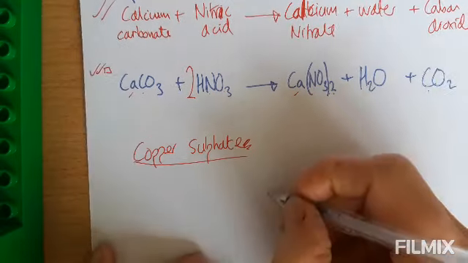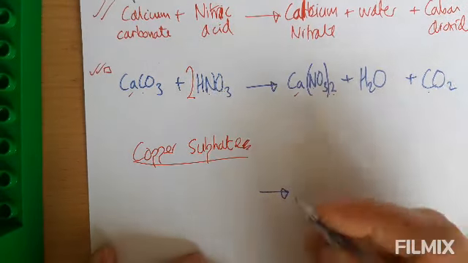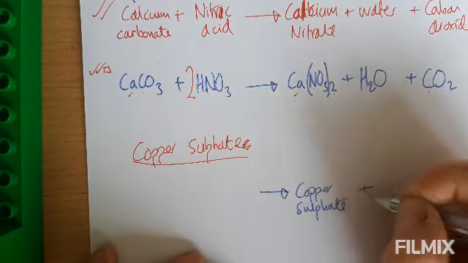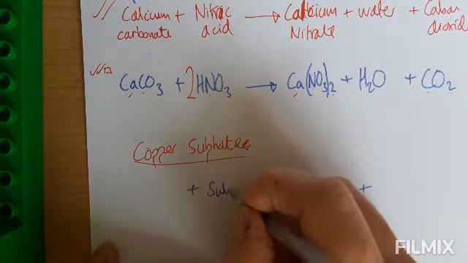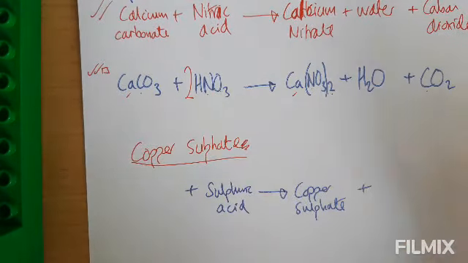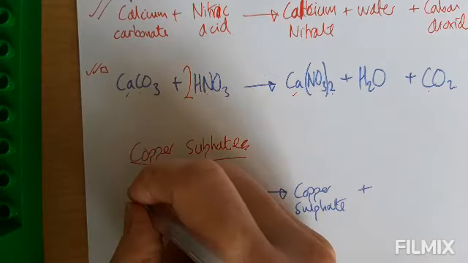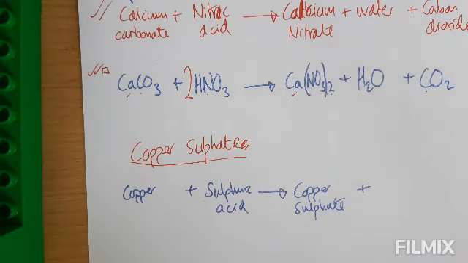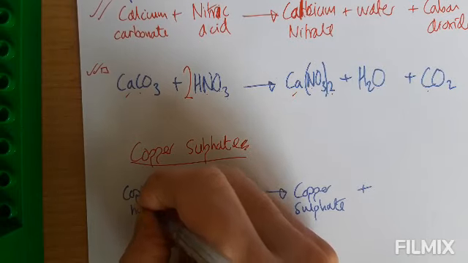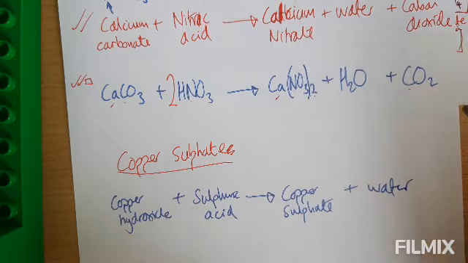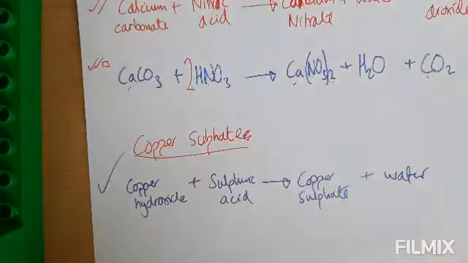Right, copper sulfate. Word equation. Acid is sulfuric. You're seeing how I've got a system going on. I put the acid there. How can I make copper sulfate? Well, I couldn't use copper because it's too unreactive. I could use copper oxide. I could use copper hydroxide. I could use copper carbonate. I'm going to go for copper hydroxide because I've not done a hydroxide one yet. And that means I'm going to make some water as well. There's the word equation. Piece of cake.